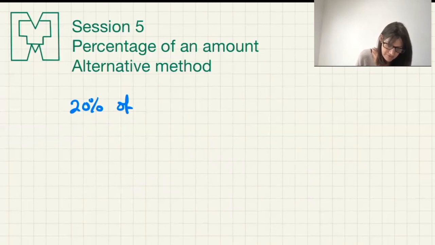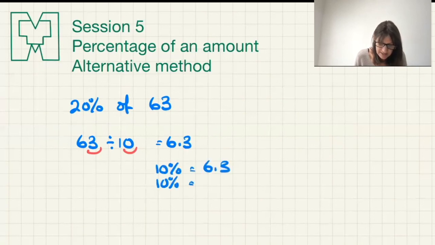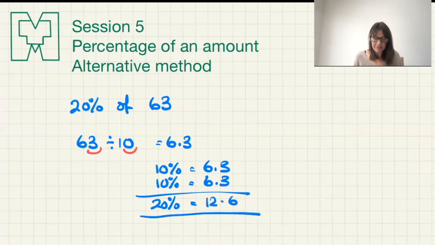Let's say I'm going to give you 20% of 63. Okay, I'm going to have to do 63 divided by 10. So there's no zeros to cross out. So I count 1, I count 1. That gives me 6.3. Okay, so 10% is 6.3. Another 10% is another 6.3. Together, that gives me 20%. And then I must remember to add backwards. So 3 plus 3 is 6, put the point in, and 6 plus 6 is 12. And there's my answer.